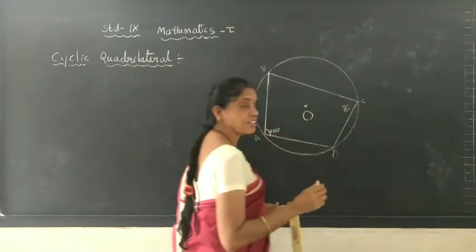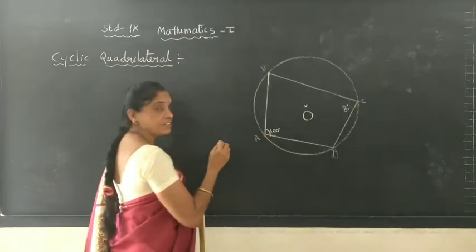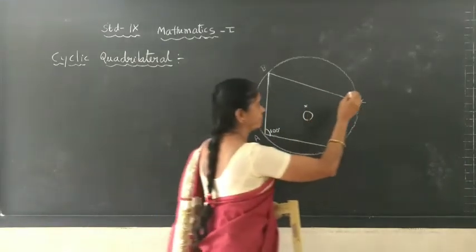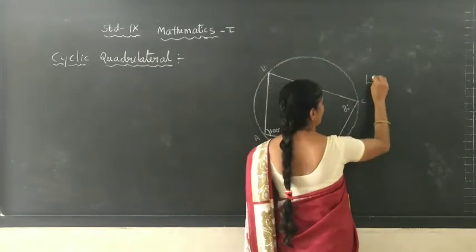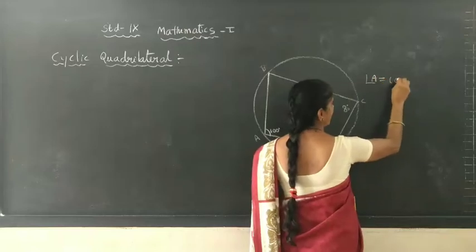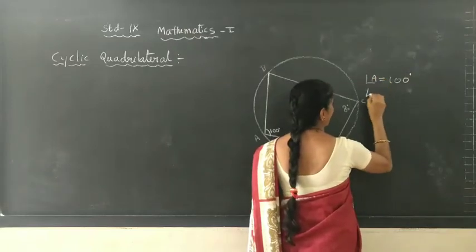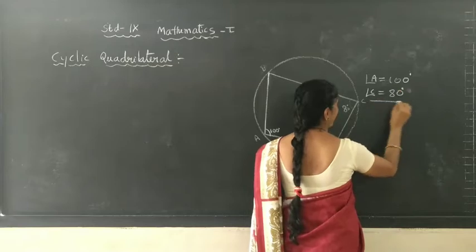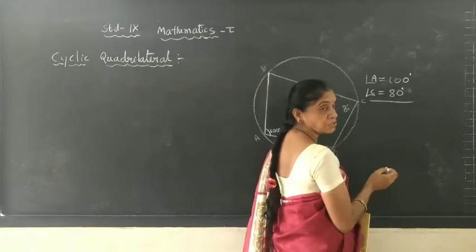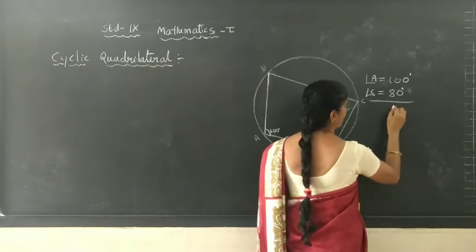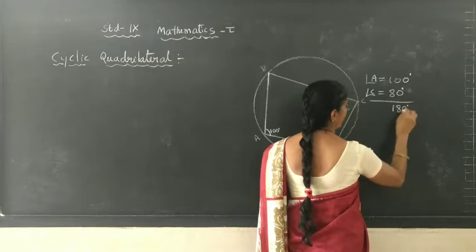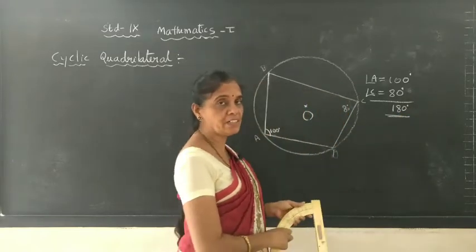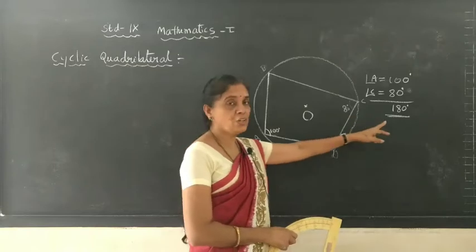So what is the result I got now, children? Here angle A is equal to 100 degree, and angle C I got 80 degree. Add them in your book also. Add angle A and C, you will get exactly 180 degree. If you did the correct measurement of the angles, you will get exactly 180 degree.